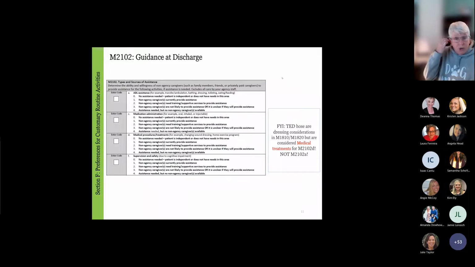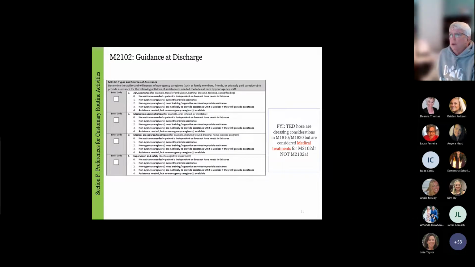Anyone that is doing discharges, TEDHOs are dressing considerations in our ADL dressing items, the M1820 and M1810, your upper and lower body dressings. But for M2102, they're considered medical treatments. I can't explain, I don't know. So they would not be considered in section A, ADL assistance, which is where your dressing items would be, right? Yeah, no, we cannot have consistency. We won't stand for that. So they are medical treatments, which is item D for M2102. So that's just the thing about TEDHOs.